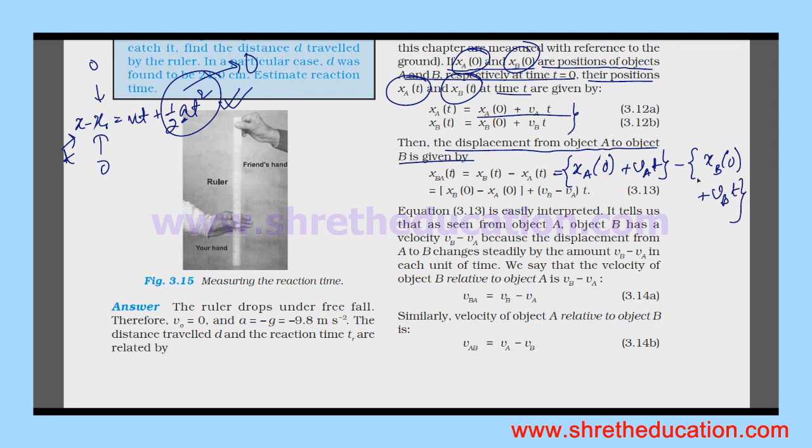Equation 3.13 can be easily interpreted. It tells us that as seen from object A, object B has velocity VB minus VA, because the displacement from A to B changes steadily by the amount VB minus VA each second, which measures the relative velocity.